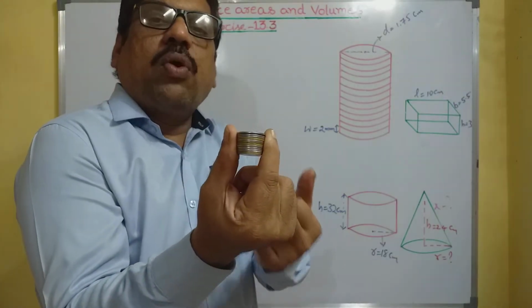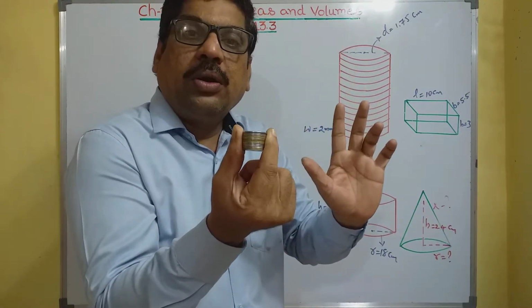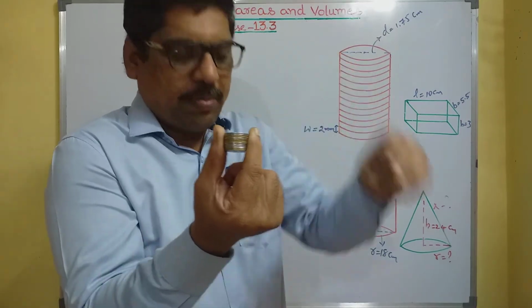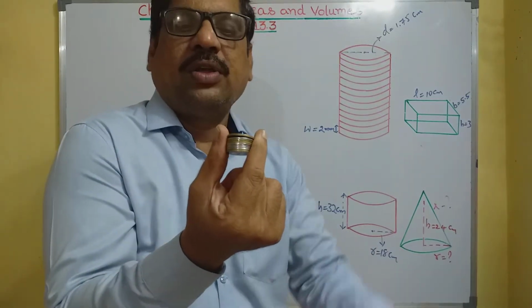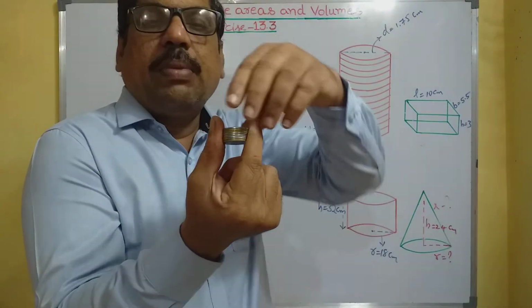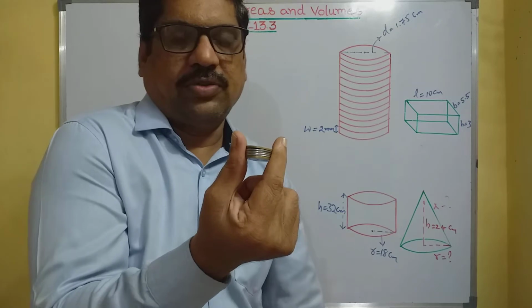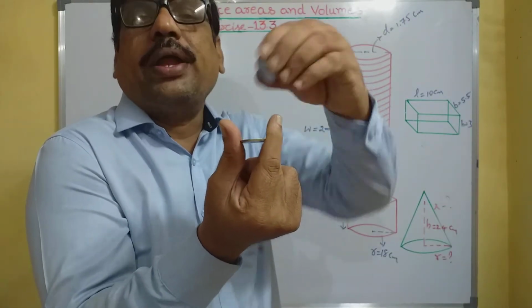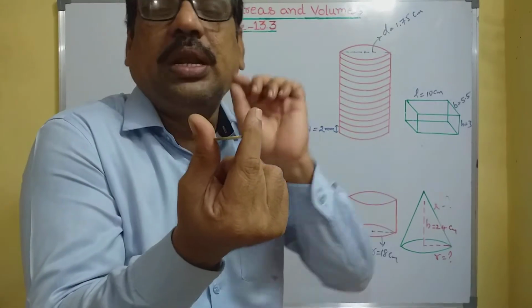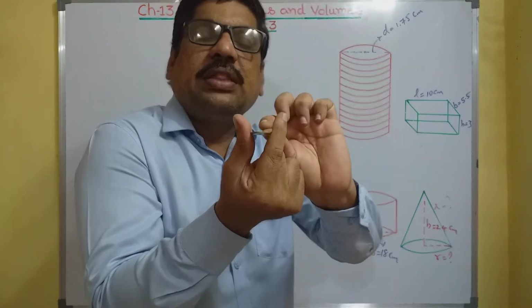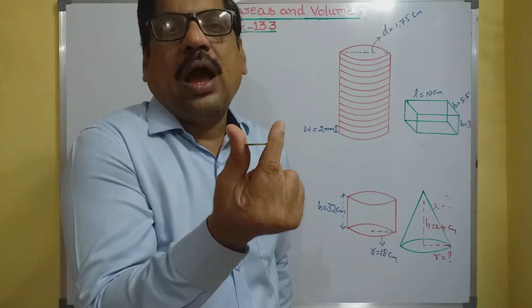If the number of coins increases, the height also will increase. The height depends upon the number of coins. If I remove the coins one by one, the height will decrease. These are all cylinders only, but as we remove the coins, the height decreases. Now finally I have only one coin. It can also be considered a cylinder with height of only 2 millimeters. Why? Because he has given the thickness of the coin as 2 millimeters.